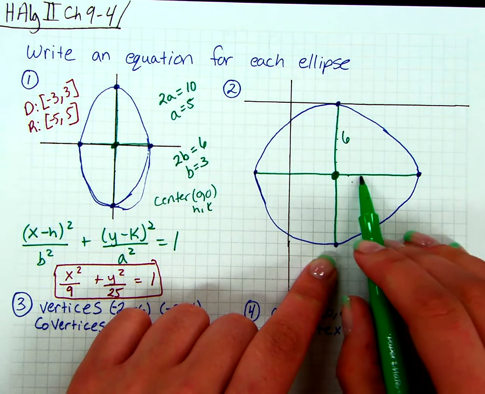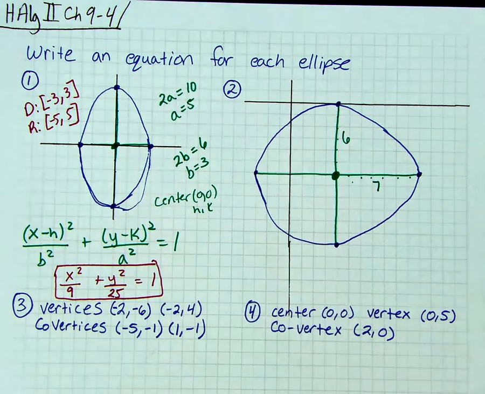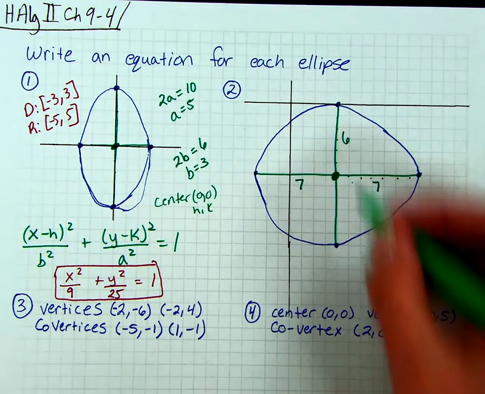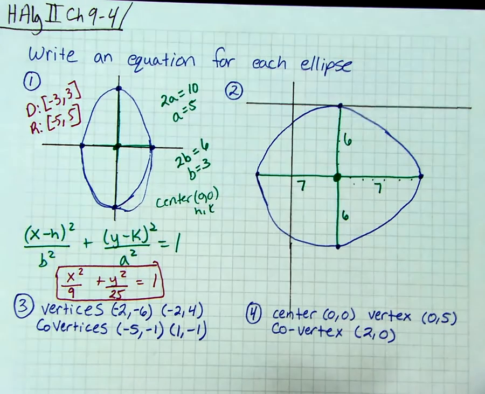And then 1, 2, 3, 4, 5, 6, 7. This one has a length of 7. That means this side is also 7, and this is going to be 6. So it's going to be longer horizontally.